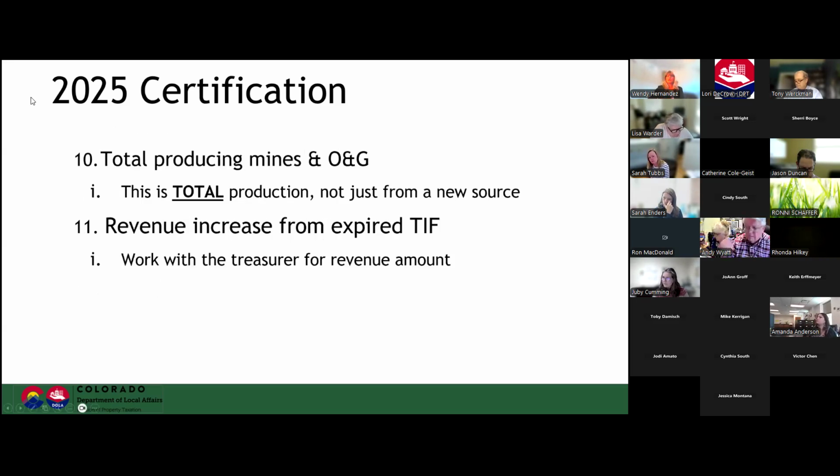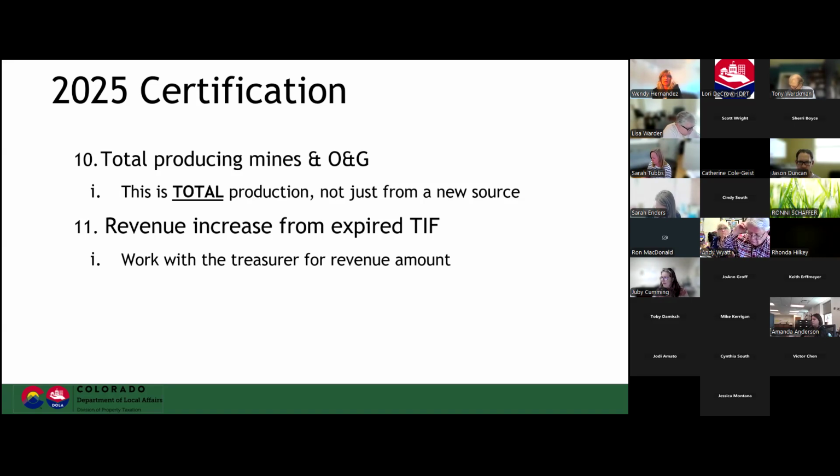Okay. Line number 10, this is also new. This is the total value of your producing mines and oil and gas. So all of the assessed value for all of your mine production and oil and gas, you report the assessed value for your production on this line, not just from a new source. Remember, in the 5.5, we're just looking at new oil and gas wells. This, we're going to look at our total value of all of the mines and oil and gas.